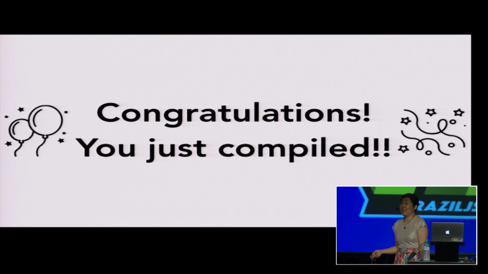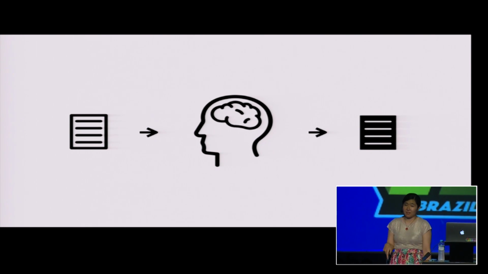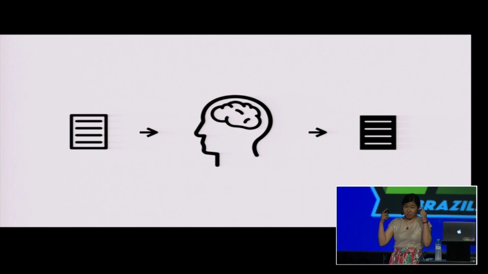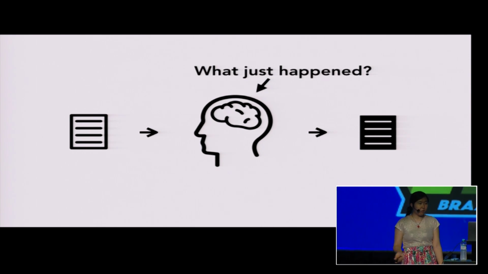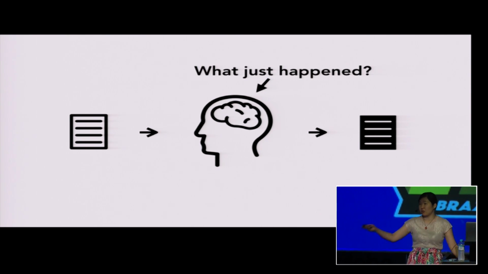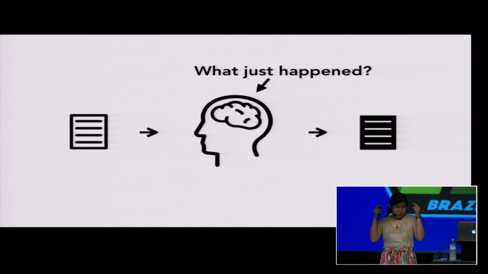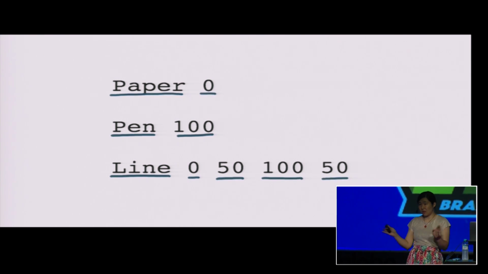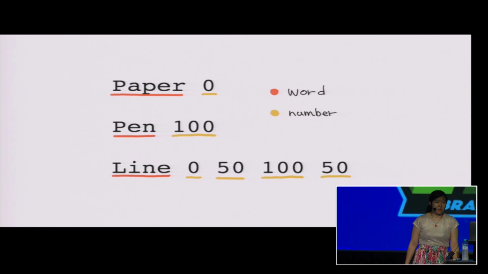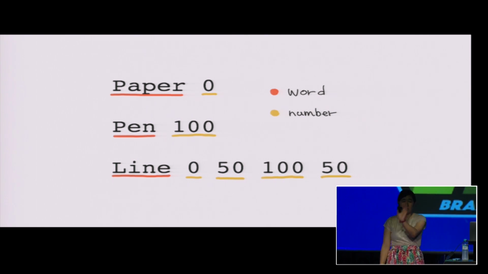Really, what a compiler is: you have input text, and your brain just did a whole bunch of things, and then made output, well, output code, in this case, a visual. So let's think about what just happened in our brain, or for those of you who didn't guess it, what your brain was trying to do. You were given this piece of code. As a human, you can see that these words are separate. So you separate each one, right? And then you classify those things: okay, paper was a word, 0 was a number.